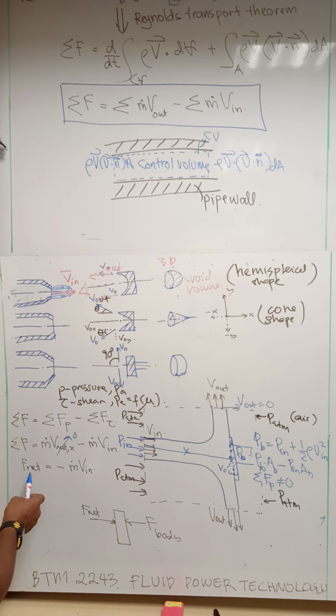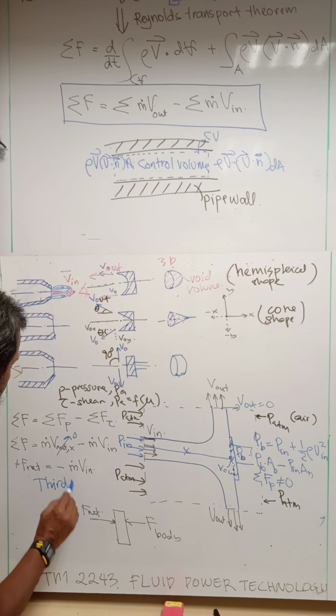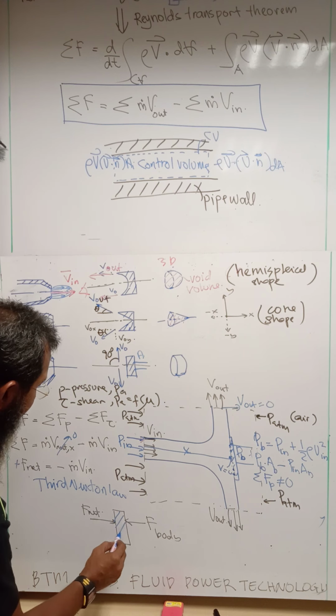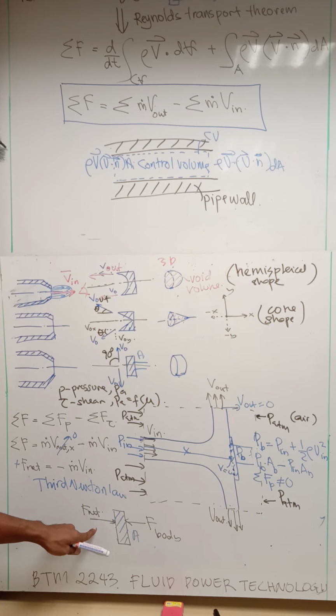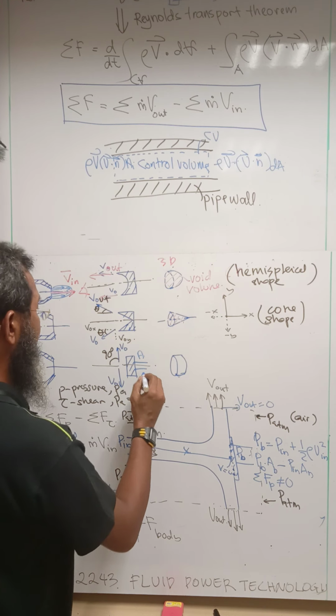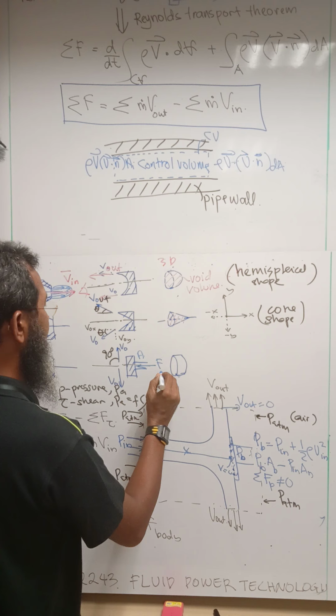We just say that this F_net, the summation of all forces acting on the body, is equal to the momentum flux entering the system. When we evaluate F_net, since it's positive, the direction is in that direction. Based on Newton's third law, if D is the body, this F_net is equal to the force of the body holding this geometry. So this is F acting on the body.